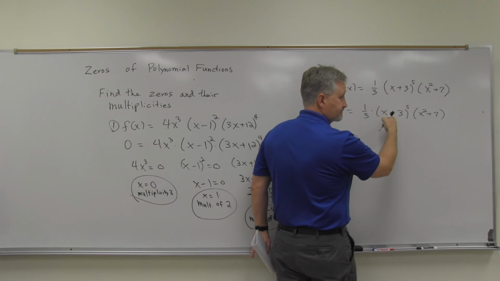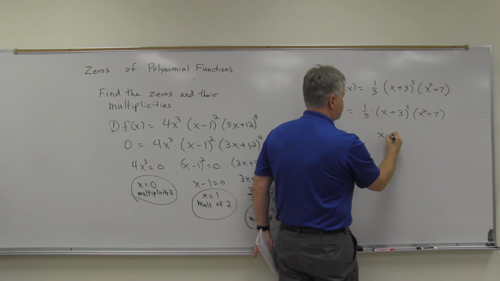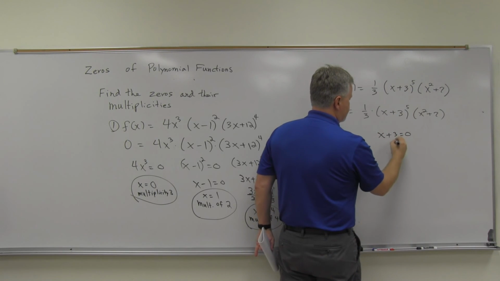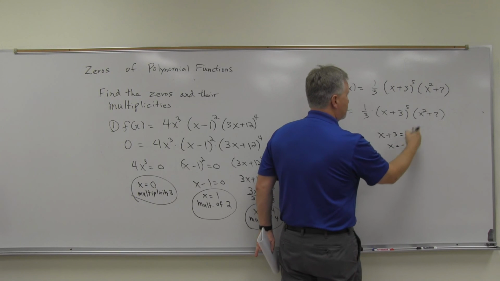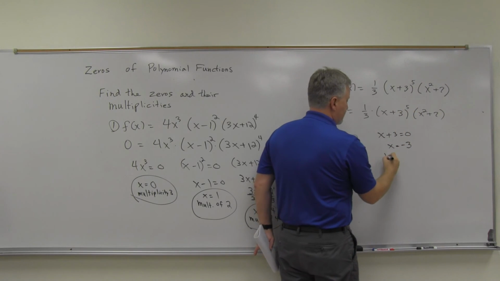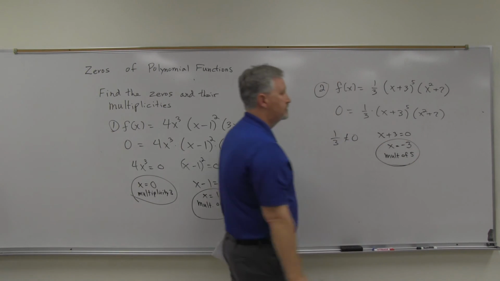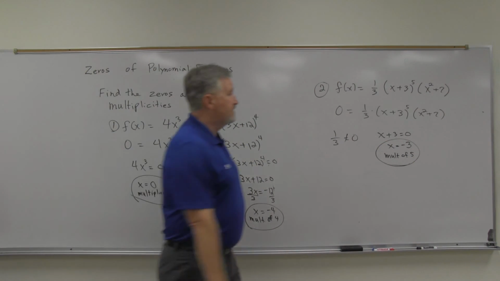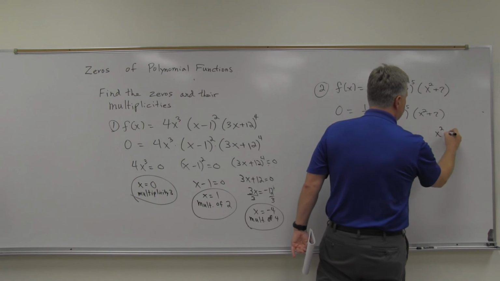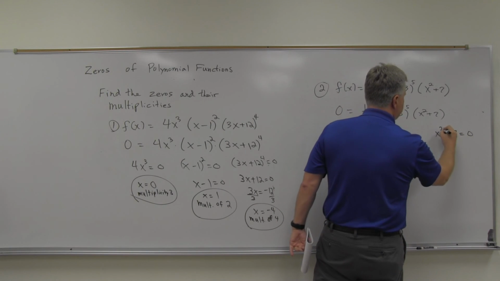Well, same thing here. x plus 3 equals 0. Subtract 3, you get x is negative 3, but it's to the 5th power, and so you've got a multiplicity of 5. And then this last one, set it equal to 0.